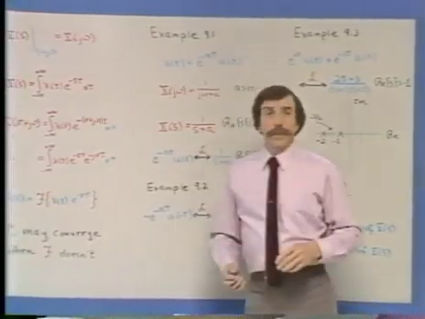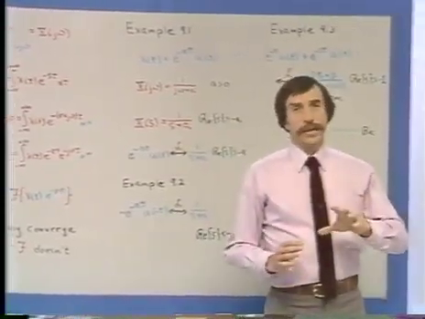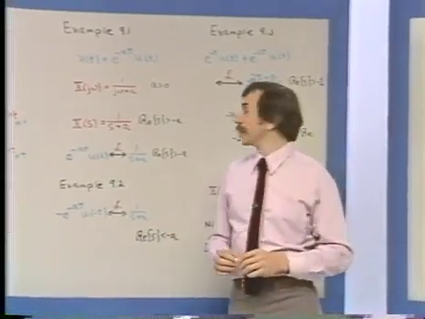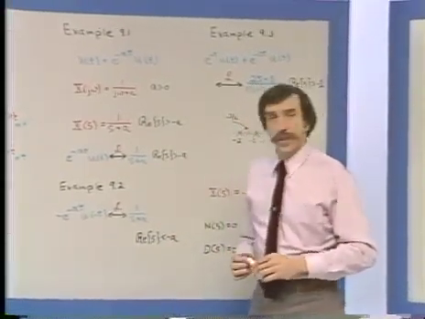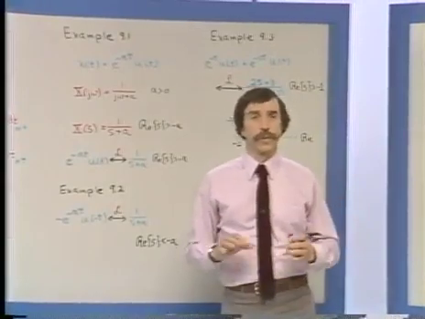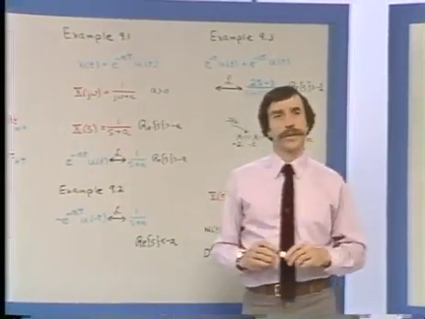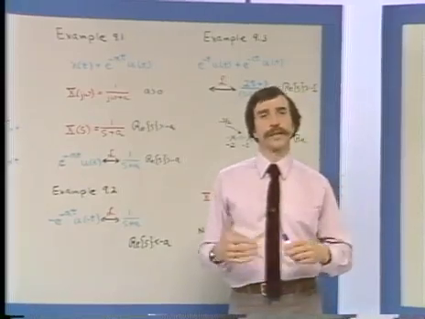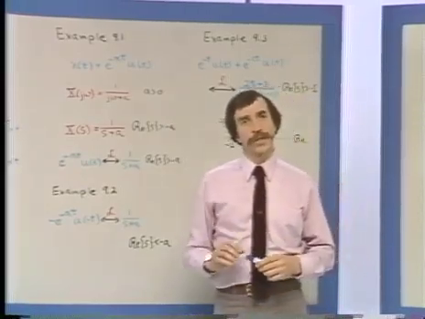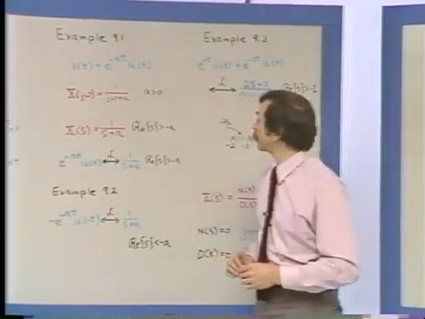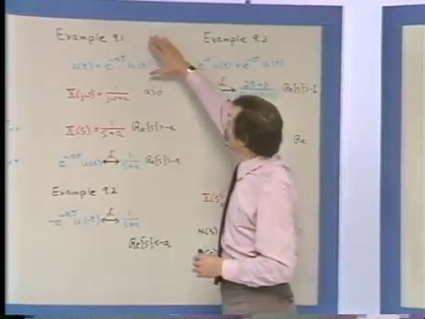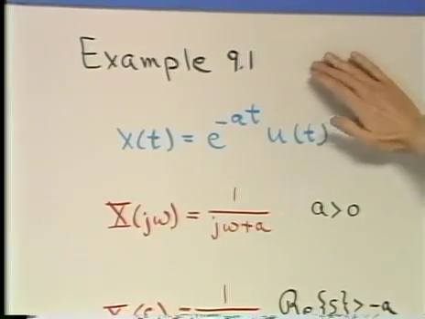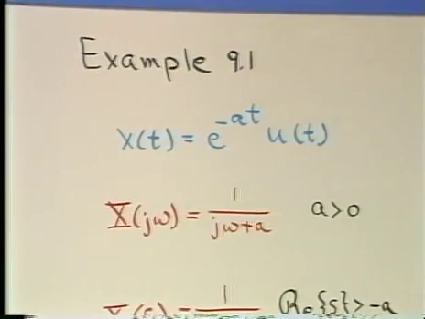Okay, well, let's just look at some examples of the Laplace transform of some time functions. And these examples that I'll go through are all examples that are worked out in the text. And so I don't want to focus on the algebra. What I'd like to focus on are some of the issues and the interpretation. Let's first of all look at the example in the text, which is example 9.1.